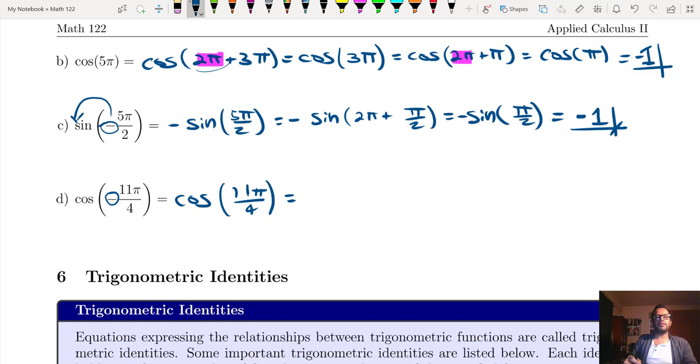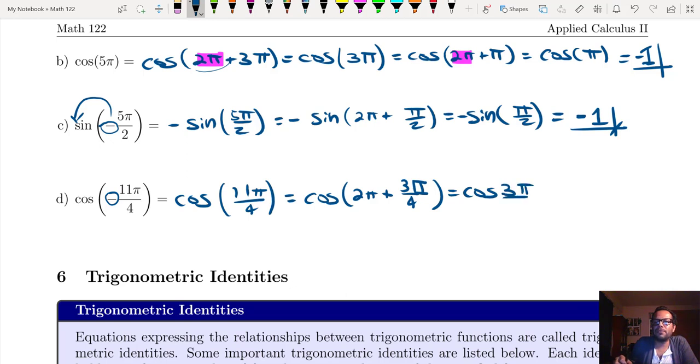now we need to break this up. So cosine of 2 pi plus what number equals 11 pi over 4? Okay, so there must be a 4 here, pi, right? So 2 times 4, that's 8. 8 plus what equals 11? 3. Okay, so this is cosine of 3 pi over 4.